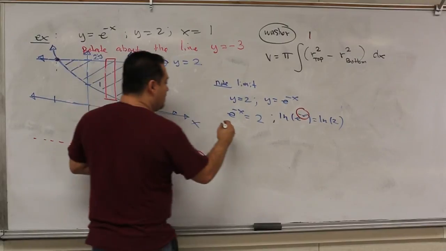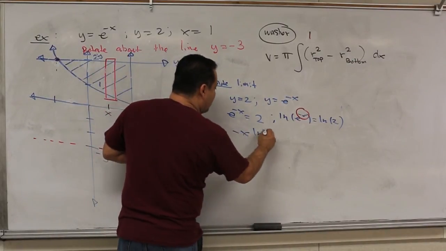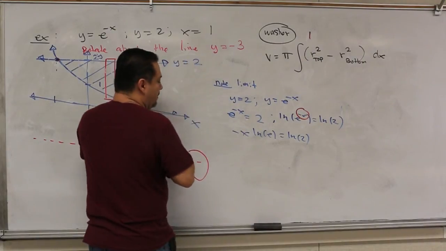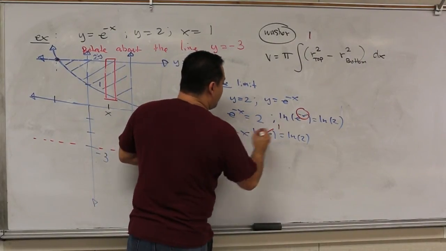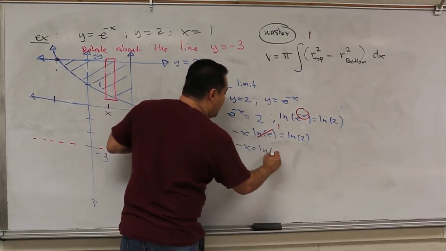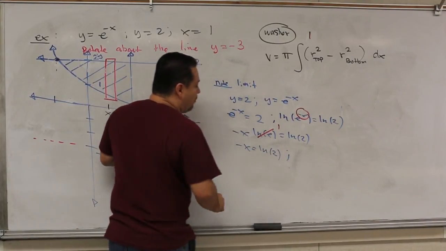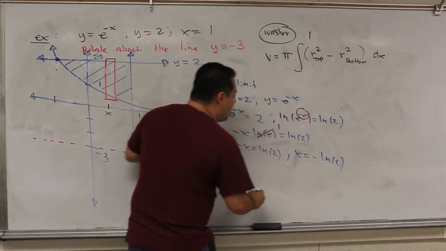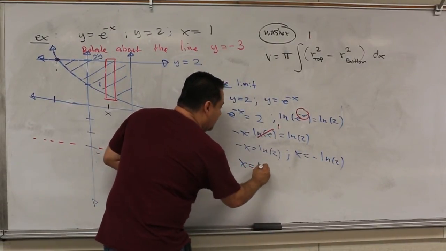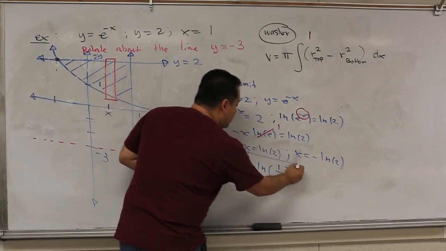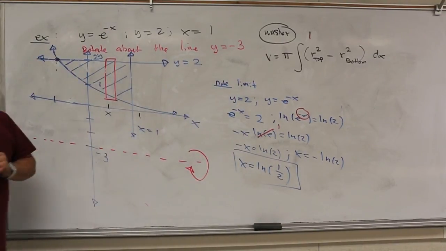You get minus x times ln e is ln 2. What is ln e again? ln e is 1. So we'll get minus x is ln what? 2. What does that mean about x? x is minus ln 2. And you know what I can say even further? It's really ln what? 1/2, if I really wanted to get fancy.